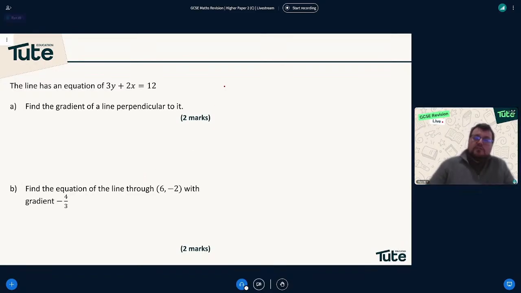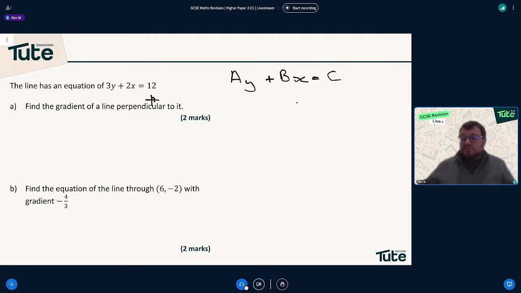Here, that's the shape we've got there. That's not the shape that we're used to. So we want to find the gradient of the line perpendicular to it. Now, perpendicular is at right angle, okay? The first thing I need to do is find the gradient of this line, but I need it to be in this format here.